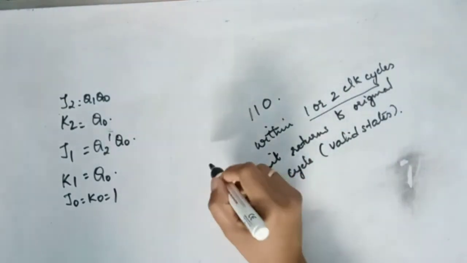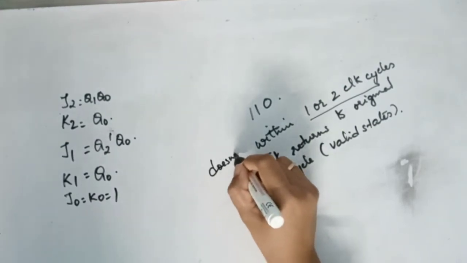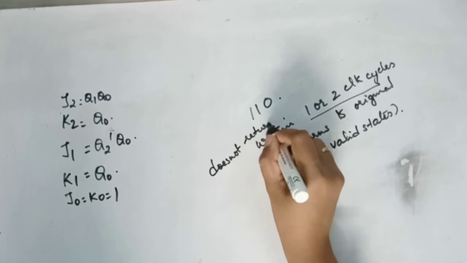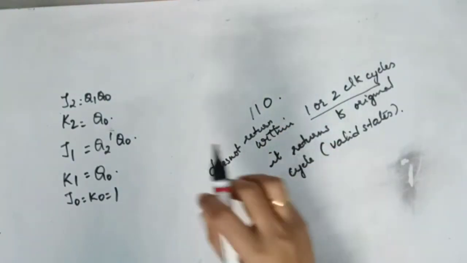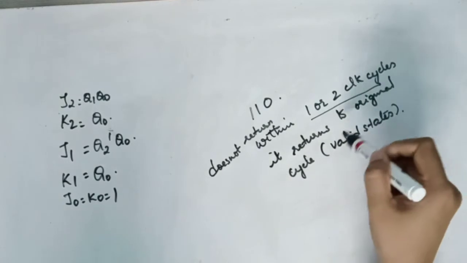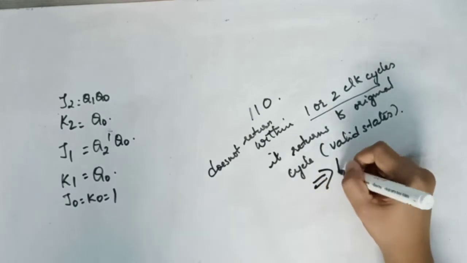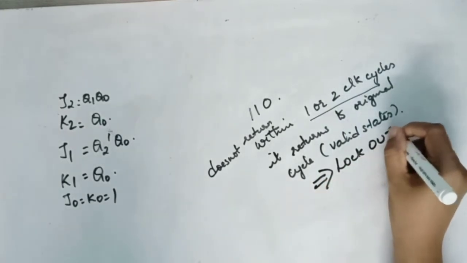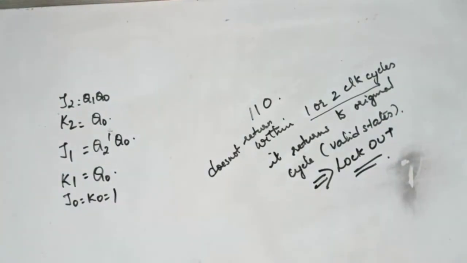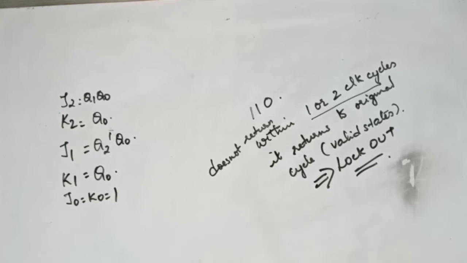But if it does not return, if an invalid state comes in and it does not return to the original state within 1 or 2 clock cycles, then it is called lockout. That is an issue. So lockout is an issue seen in synchronous counters wherein you have invalid states, and if an invalid state comes in and within 1 or 2 clock cycles it does not return to the original state, then that is called lockout.